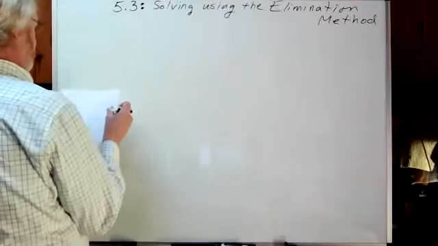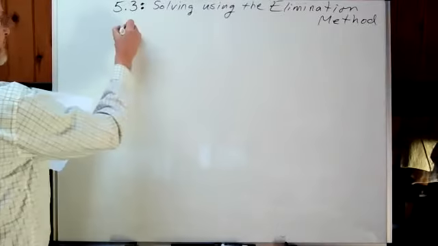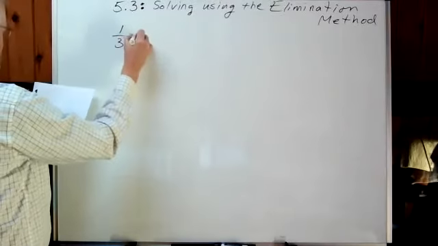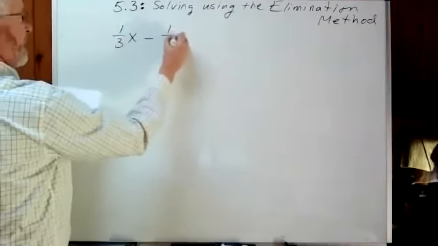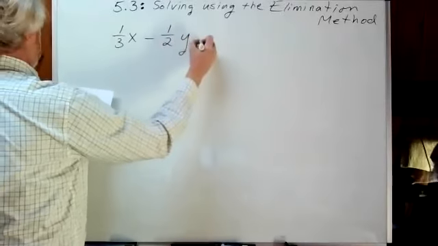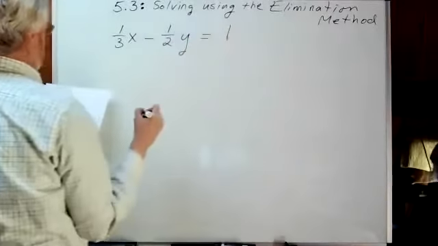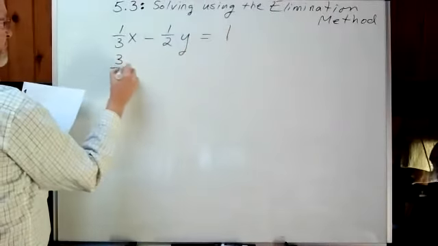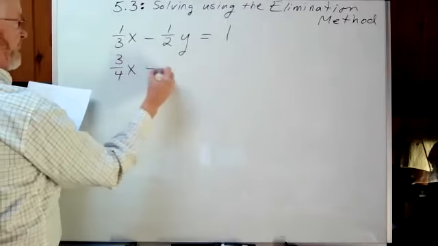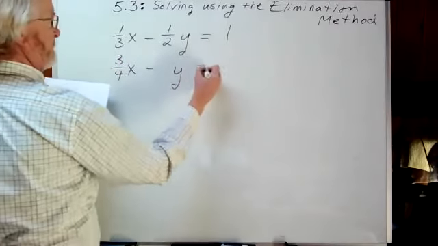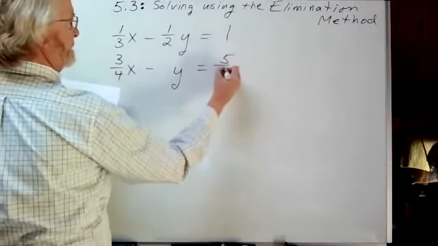So let's see. 1/3 x minus 1/2 y equals 1. 3/4 x minus y equals 5/2.